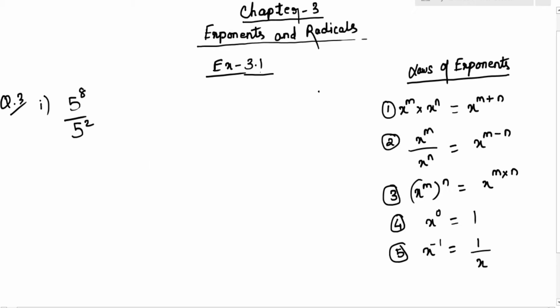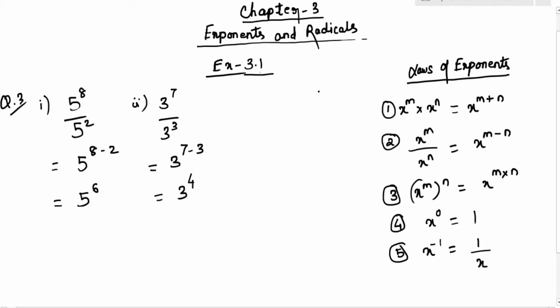Now here you can see that the base are same, power are different, and the sign is of division. So the power will subtract 8 minus 2. And what is 8 minus 2? 6. Similarly, we'll go ahead with the second one. The second one is 3 to the power 7 by 3 to the power 3. Again, you can see that the base is same, but the sign is of division, so the power is going to be subtract. What is 7 minus 3? 7 minus 3 is 4.